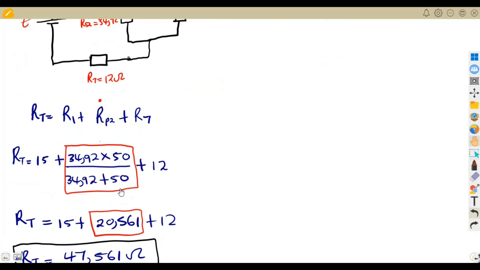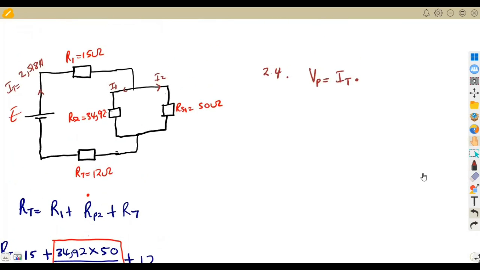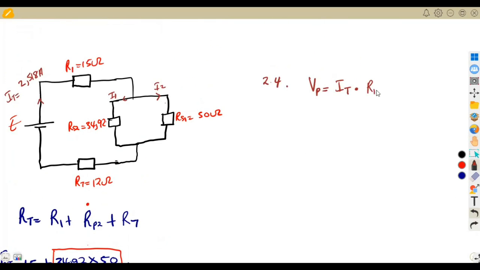We are supposed to indicate this, which was 20.561. So that was our RP2 there. So we are going to multiply by RP2. Total current being 2.518 times the total resistance of this parallel combination, that was 20.561. All right, if we multiply this now, we have got 51.773 volts, which is the voltage across the parallel combination.